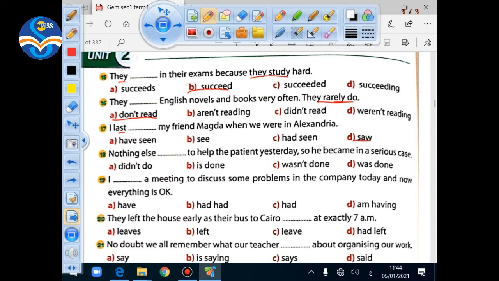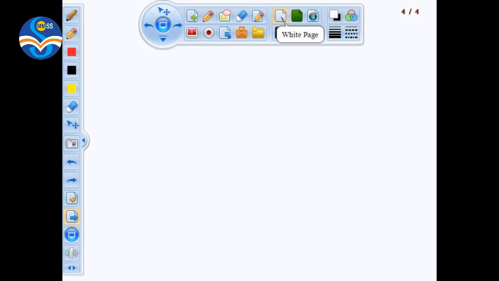Nothing else to help the patients yesterday, so he became in a serious case. This is a very good question. We need to explain the passive to be able to answer such a question.